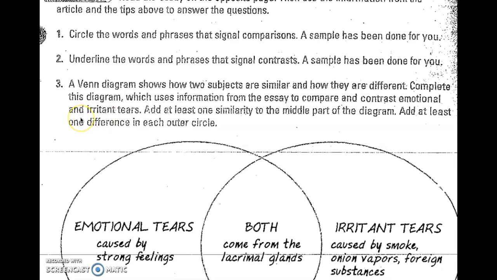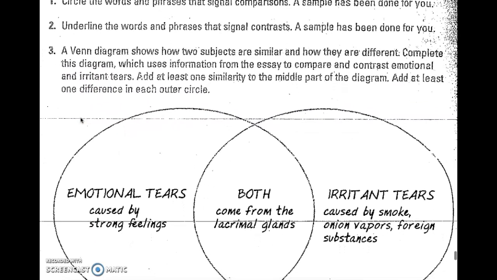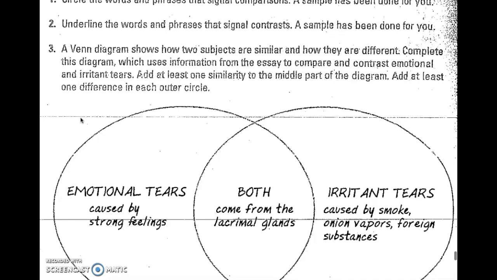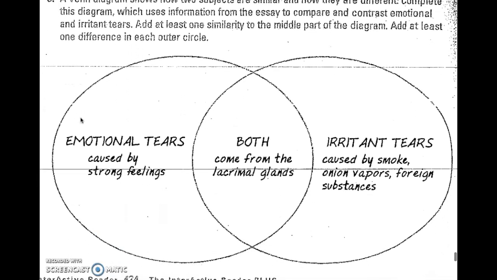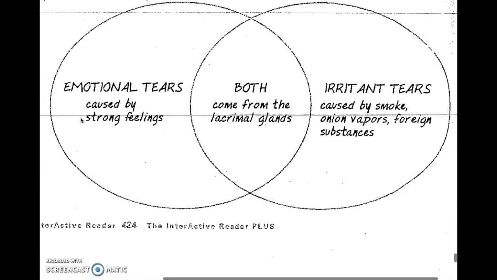A Venn diagram shows how two different subjects are similar and how they are different. Complete this Venn diagram, which uses information from the essay to compare and contrast emotional and irritant tears, and at least one similarity in the middle part of the diagram, and at least one difference in each outer circle. So we're going to take a look at the article in just a second, but we've got emotional tears, both, or irritant tears.